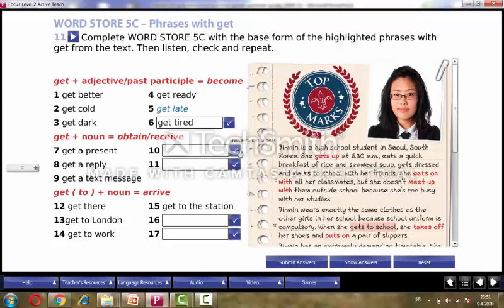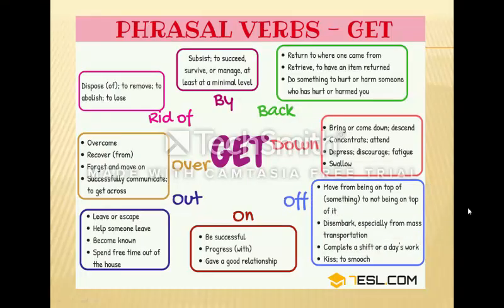What else? Get a good job, get good marks or bad marks. Okay? And the third group, get to plus noun, has the meaning arrive, stići: get there, get to London, get to work, get to the station, or in the text, get to school and get home. Okay. As you can see, there are numerous phrases with get.